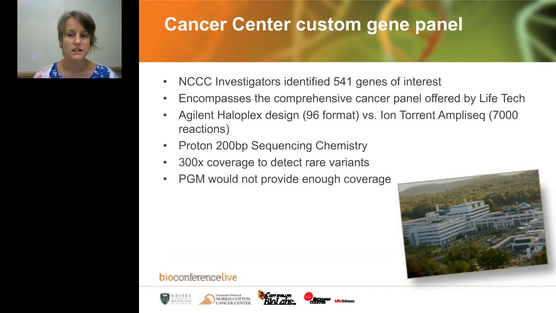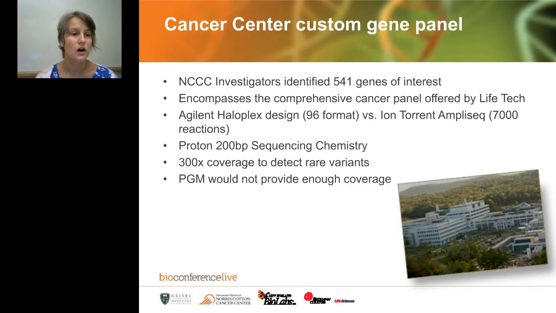So I also wanted to talk about another project that we've automated on the BioMek 4000. At the Norris Cotton Cancer Center, we have several investigators that were interested in looking at DNA sequencing for their favorite gene of interest, for example. And so we created a custom cancer gene panel, which consists of 541 genes as identified by our investigators. This does encompass the entire comprehensive cancer panel that's offered by Life Technologies.